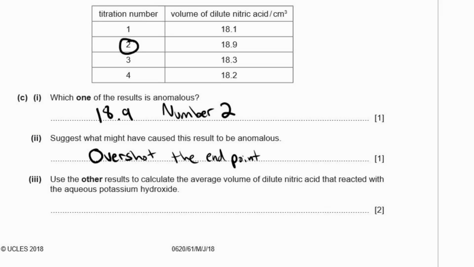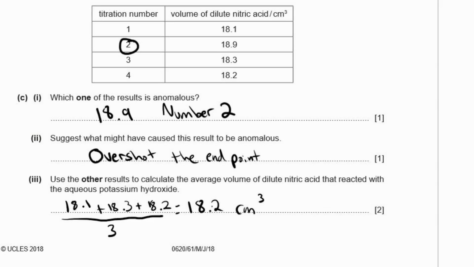And C3, use the other results to calculate the average volume of dilute nitric acid that reacted with the aqueous potassium hydroxide. To calculate an average, we take 18.1 plus 18.3 plus 18.2. You divide it by 3, since there are 3 numbers, and the answer you get is 18.2 centimeters cubed, and you have to put the units in there because it's a volume. It does say the other results, so don't include the anomalous one.